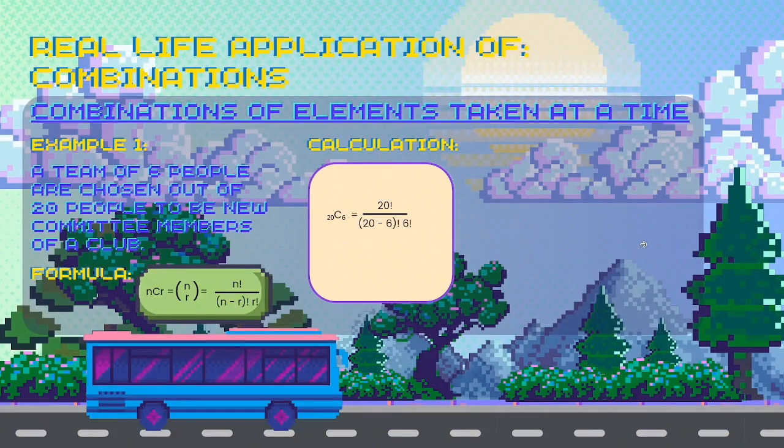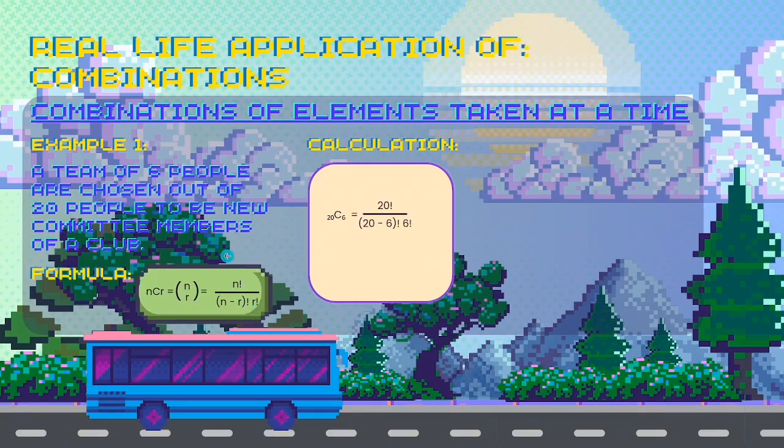Good enough. Moving on to combinations, our first example will be a team of 6 people are chosen out of 20 people to be the new committee members of a club. So we will have to use this combination formula in order to find the 6 out of 20 people that will be chosen. So the formula is nCr equals n factorial over (n minus r) factorial times r factorial.